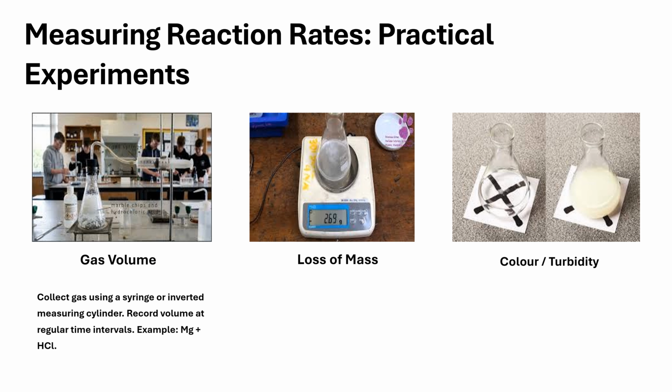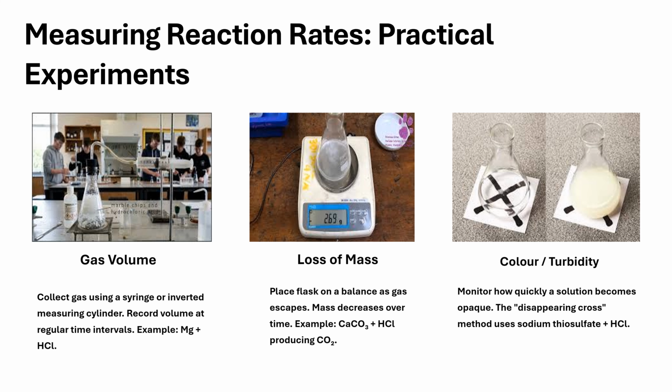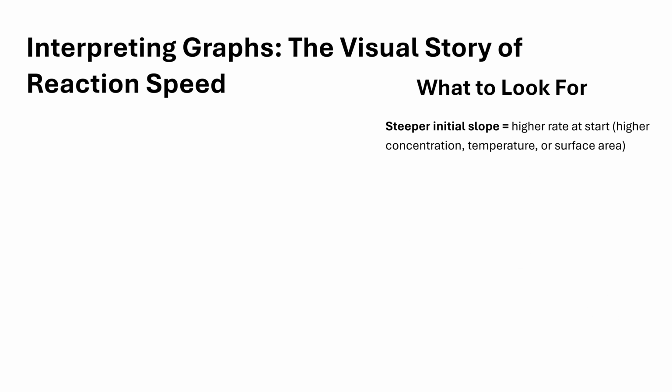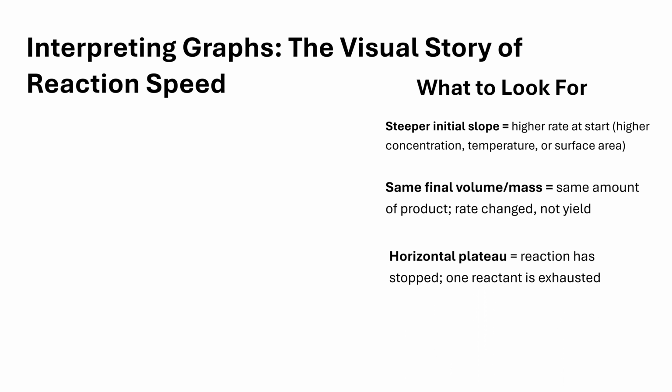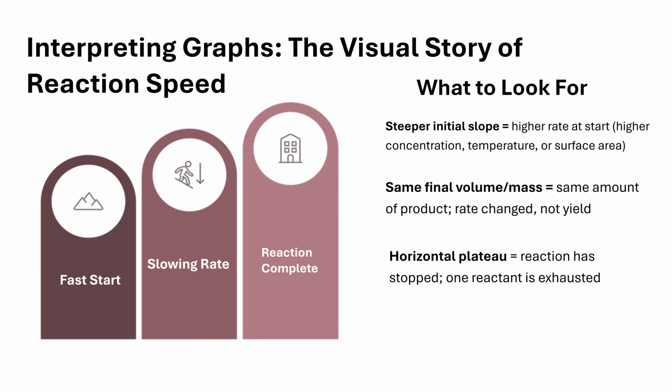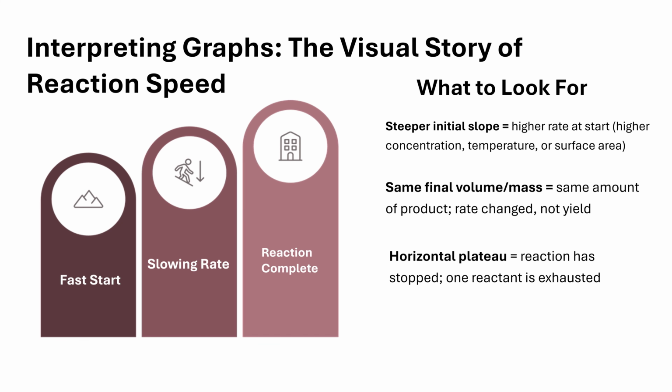Experiments rely on tracking mass, gas volume, color changes, or precipitates. These data are used to calculate average speeds, initial reaction rates, and specific reaction orders. A steeper gradient means a faster rate. The curve flattens when a reactant is fully consumed. The final amount of product is the same, only the speed differs.